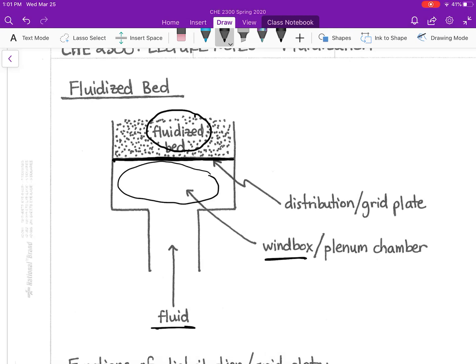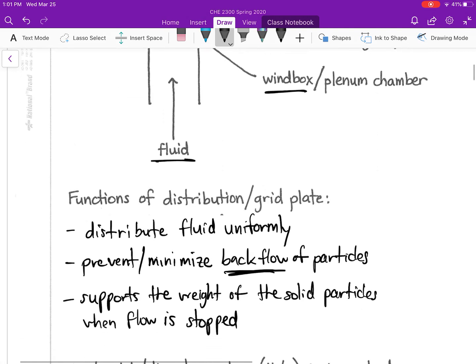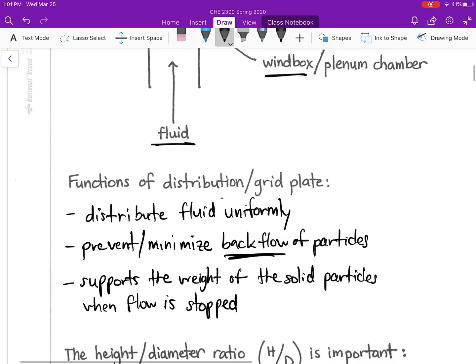There are going to be periods of time where I am going to have no fluid flowing through my column. If I didn't have this distribution plate, all of my particles would simply fall out the bottom of my column. So it also serves the function of supporting the weight of those particles when fluid flow is stopped entirely.